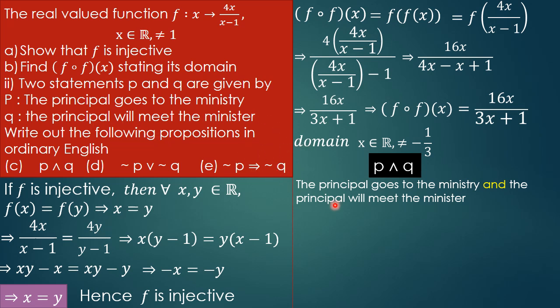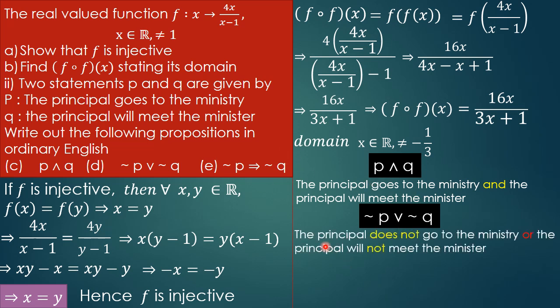So friends, we can combine the two statements and write it as: the principal does not go to the ministry or the principal will not meet the minister. So that becomes the principal does not go to the ministry or the principal will not meet the minister. That's how we can write this statement.